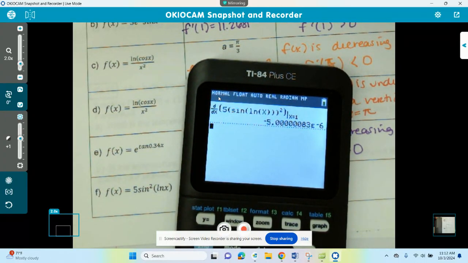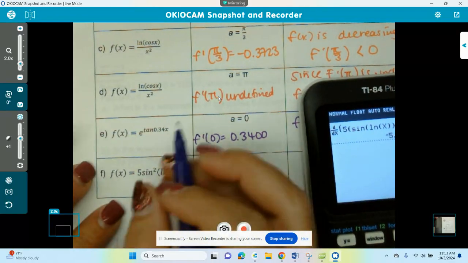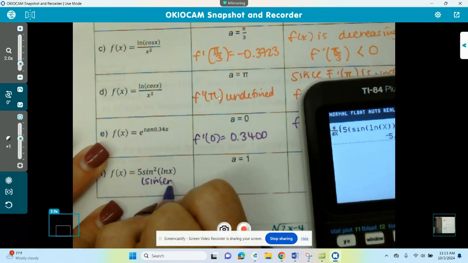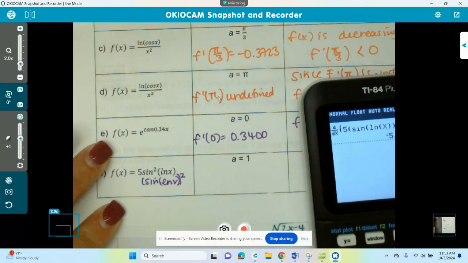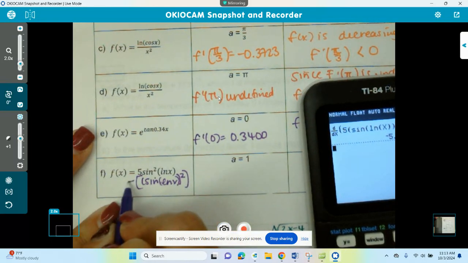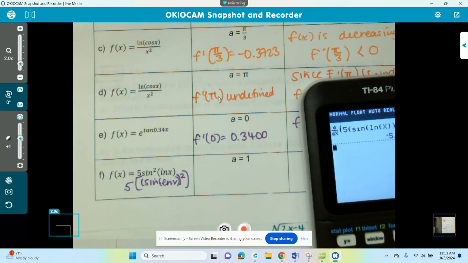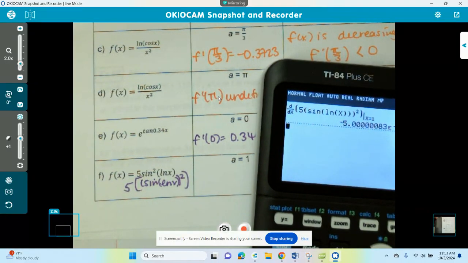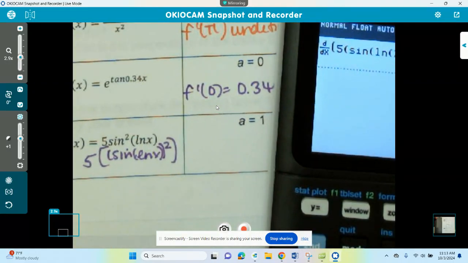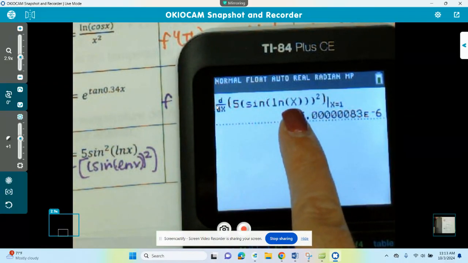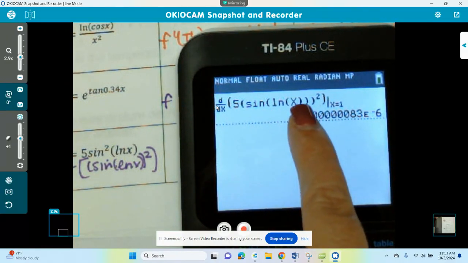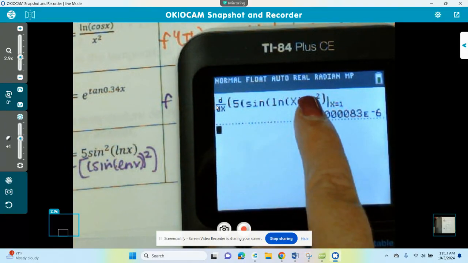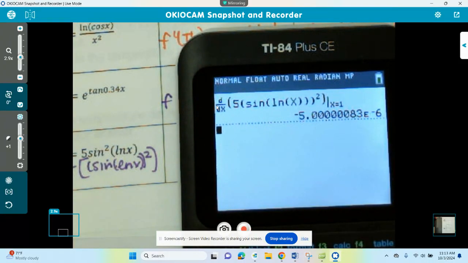Just so you see what happened here, I'll write it on the paper. Ultimately, the square could be the sine of ln x quantity squared, right? Is everybody with me? That's where the square has to go, and then we're multiplying that times 5. That's why when I put it here, I was looking at my parentheses. This parenthesis closes my ln of x, this parenthesis closes my sine. Then I need to square it and then multiply it times 5.